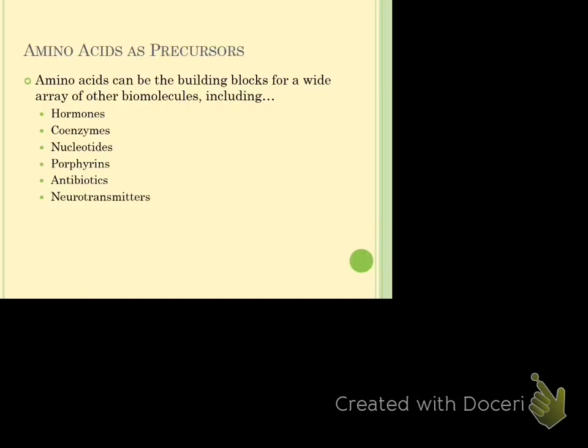So, amino acids themselves are often used as building blocks for other things, including hormones, which we'll cover towards the very end, coenzymes, nucleotides, porphyrins, which, what is porphyrin? Where have we seen that before? Oh, no, that's a porin. What's porphyrin? It's hemoglobin. Yeah, that's what makes up hemes. Okay. All right, and antibiotics and neurotransmitters.